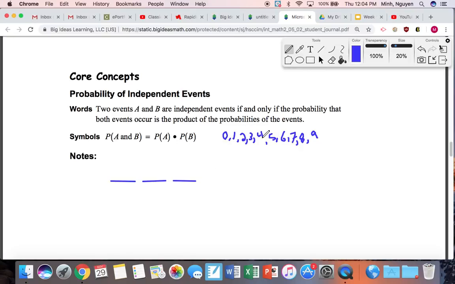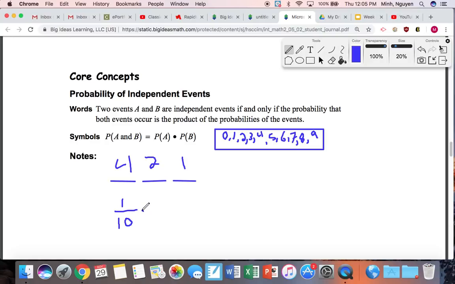No matter what number it is, let's say our address number is 421, but I don't know that, and I'm trying to guess it. Out of these 10 numbers, what are my chances of guessing a 4? There's only one 4, but how many possibilities are there? There's 10. Next, 2: what are my chances of picking a 2? There's only one 2, and there's 10 numbers. And lastly, what is my chance of picking a 1? 1 out of 10.